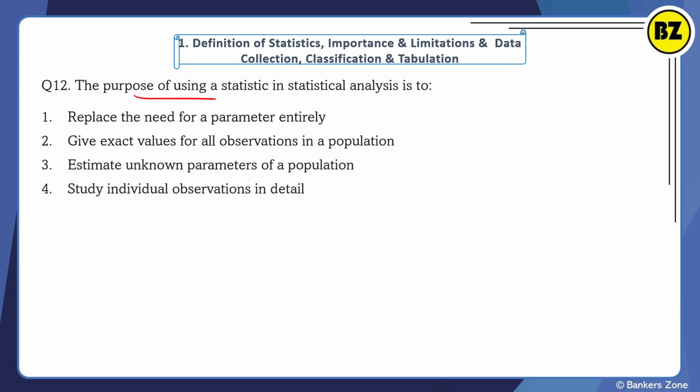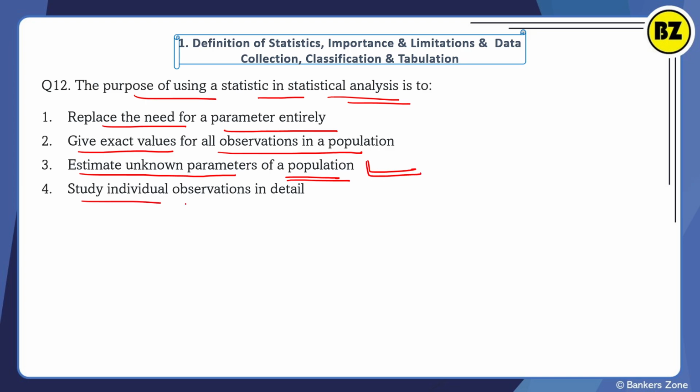See, what is the purpose of using statistics in statistical analysis? Why are we using statistics? See here: replace the need for a parameter entirely, give exact value of all the observations, estimate unknown parameter from the population. So the most accurate will be the third. Study individual observation in detail? We cannot study individual observations in detail, always remember. Replace the need of parameter entirely? No, we cannot replace the parameter. Give exact value? We cannot get the exact value, right? So we are able to estimate only the unknown parameter of the population, using the statistics.